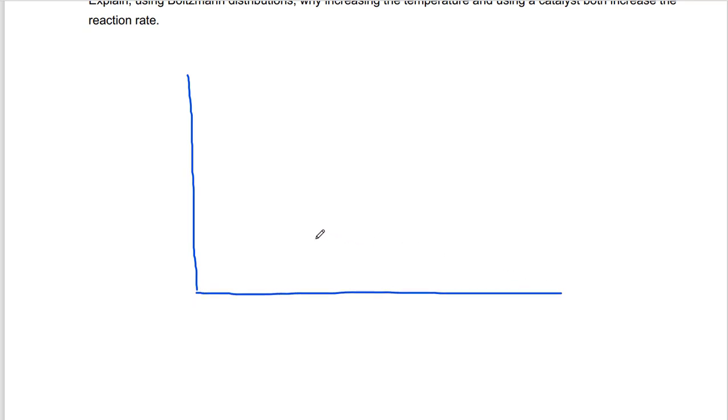There we go. Perfect. Now, the important things about Boltzmann. There are marks for labeling the axes. So you will need to label energy on the x-axis. You don't need units, just energy will do. And on the y-axis, number of molecules, number of particles, number of whatever, it doesn't matter. Number of particles will do. I'm not particularly bothered, it's just the amount.